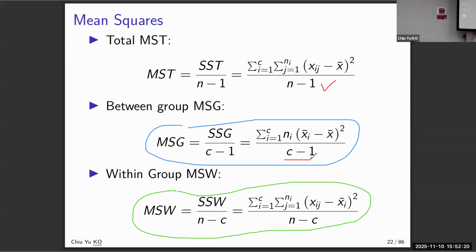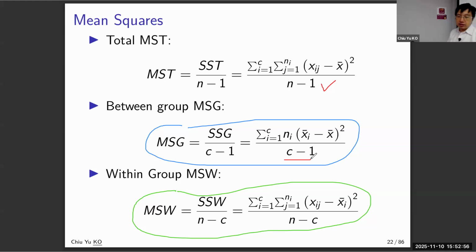Because you only have c groups of sample mean. Suppose there are 4 groups, you only have 4 sample means, so minus 1 is just 3. Because remember, you estimate the grand mean, so that's why you have 1 degree of freedom less. Here, you estimate within each group, and minus c here, why? Because you estimate c of this. That's c sample means you guess, so that's why you minus c here.